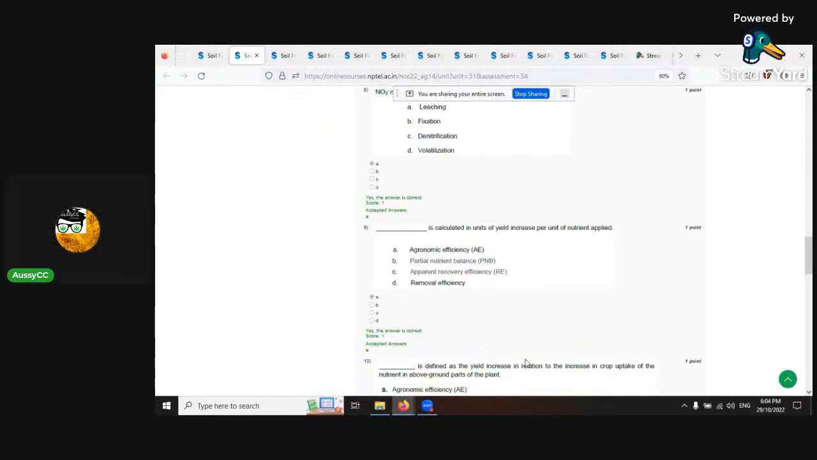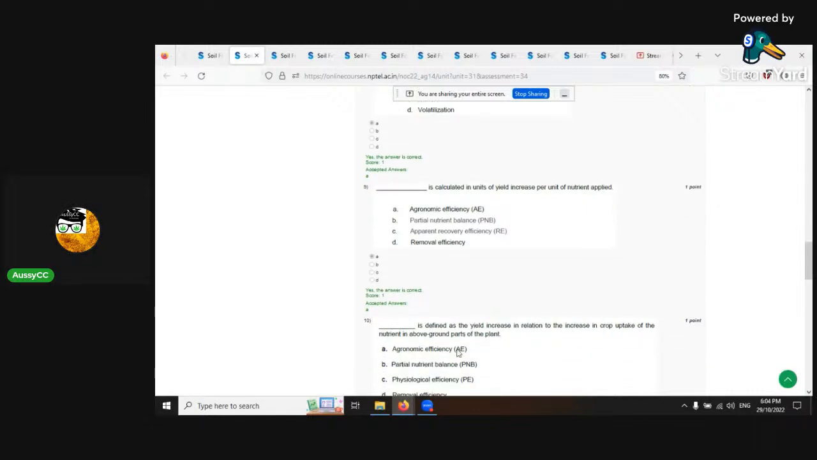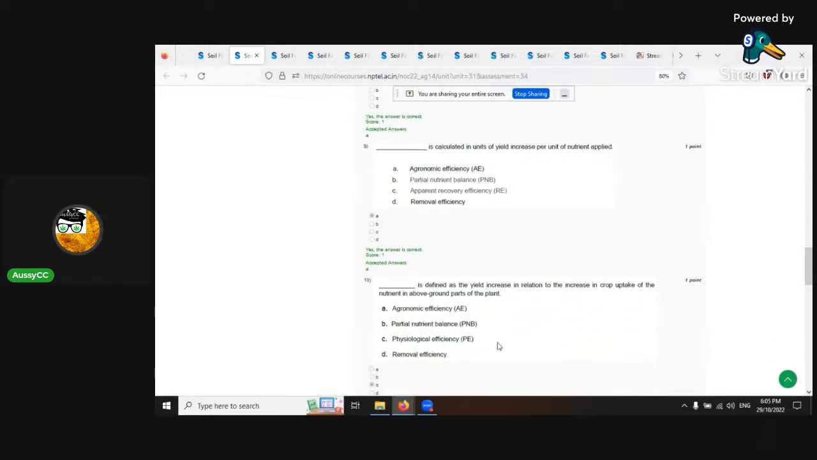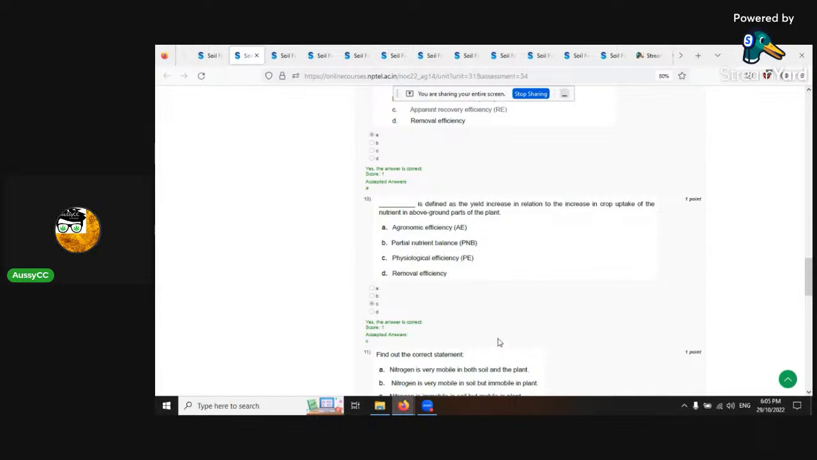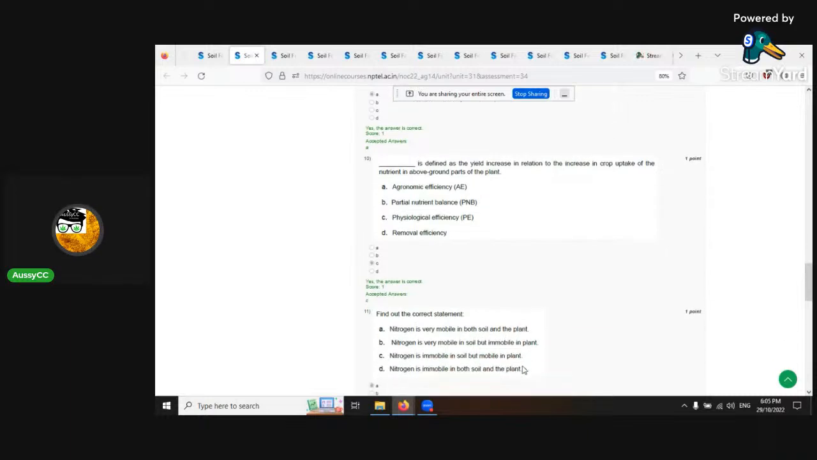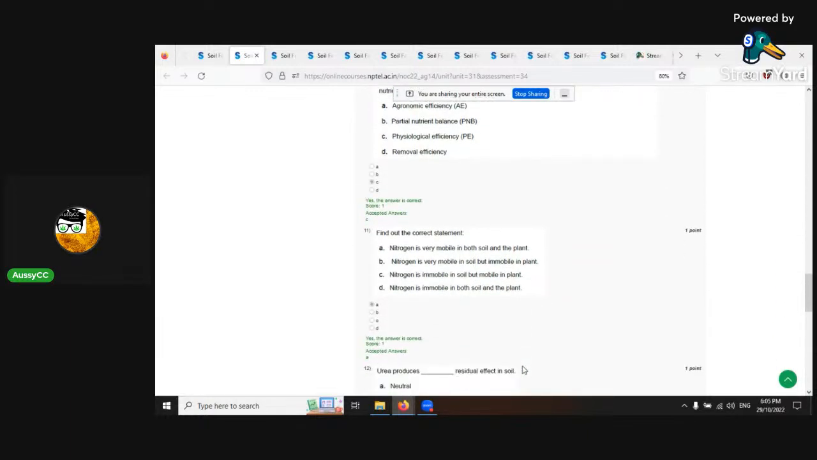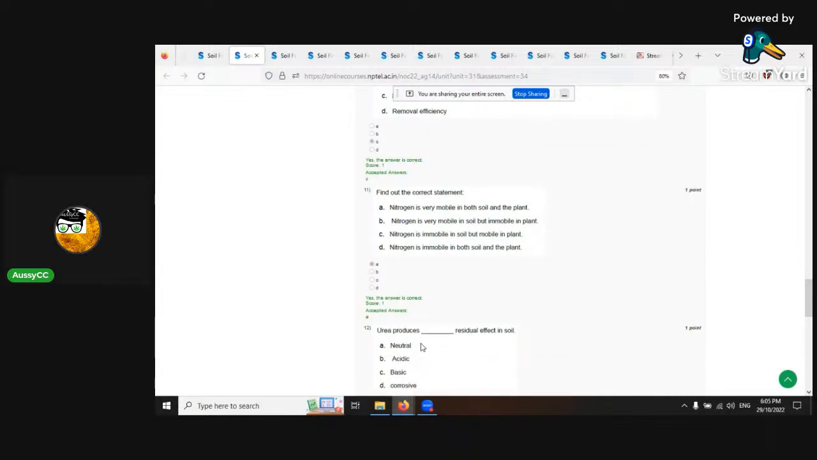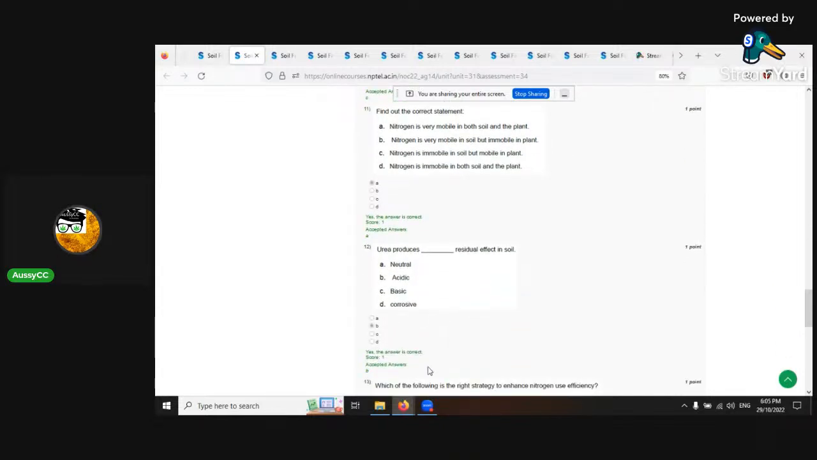Something is defined as the yield increase per unit crop uptake of nutrient. It's physiological efficiency. Find out the correct statement. Nitrogen is very mobile, it's A. Well, nitrogen is very mobile in plants and soils. Urea produces acidic residue, the only downside to urea. It's a really good product, but yeah.